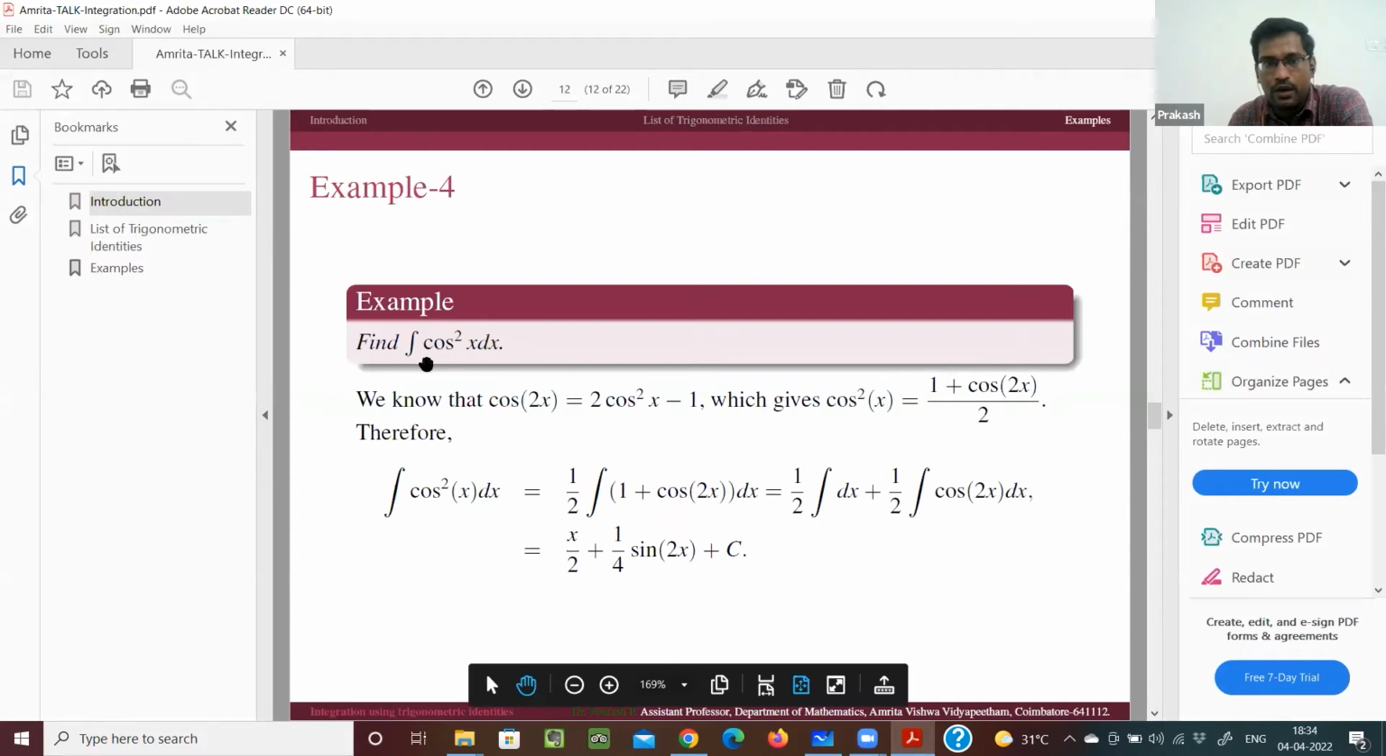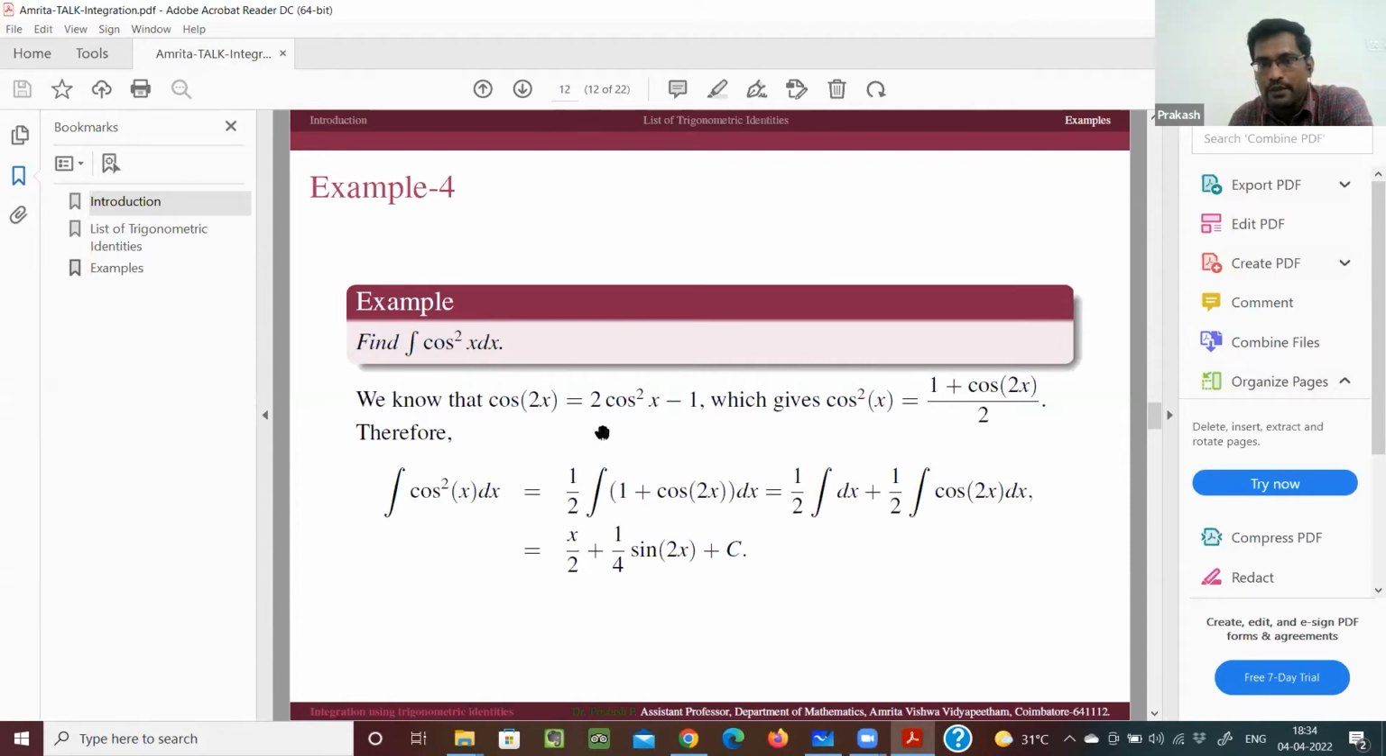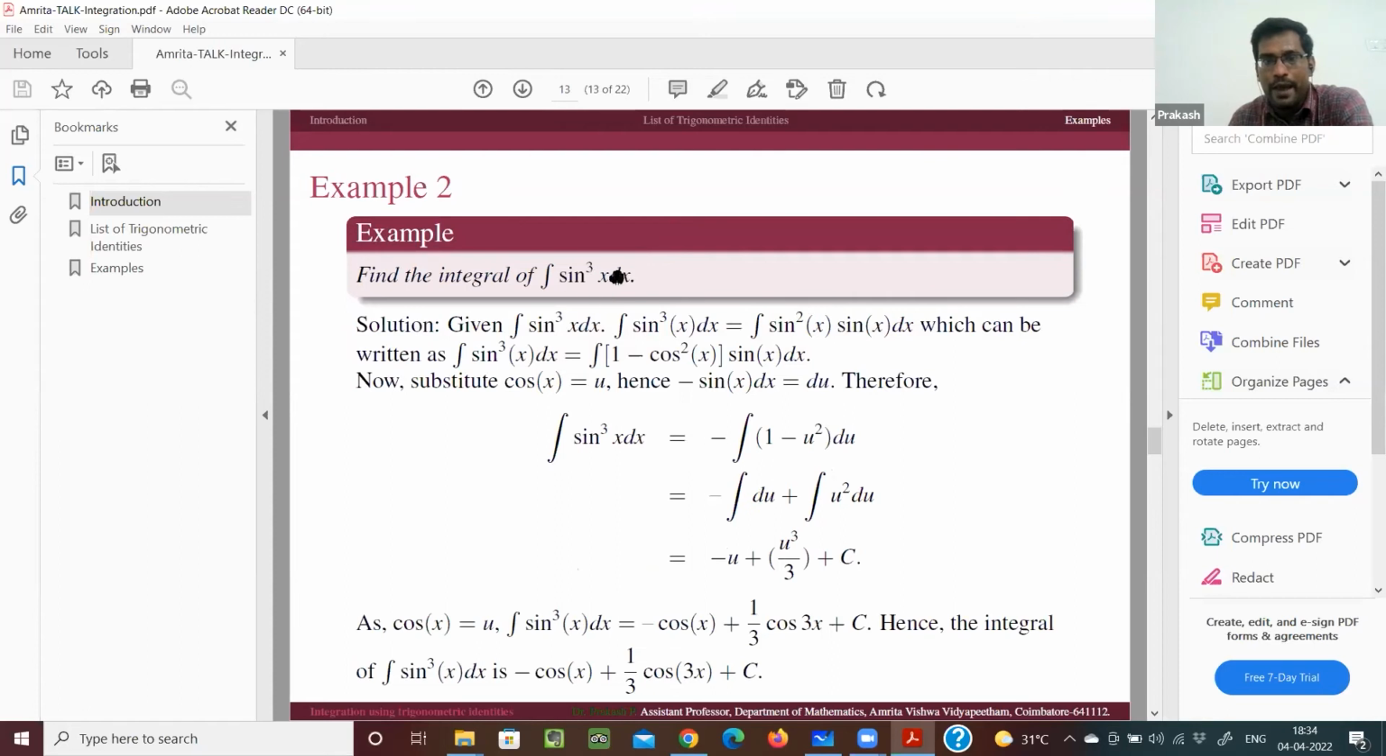The next problem, I have already mentioned this example: the integral of cos square x dx. We only need to know the cos 2x formula. If you know the cos 2x identity, then we can rewrite cos square x equal to 1 plus cos 2x by 2. Just substituting here, we can easily evaluate that integral value. That is nothing but x by 2 plus 1 by 4 sine 2x plus c. The next is sine cube x. This is very important, because here we can evaluate in two ways.